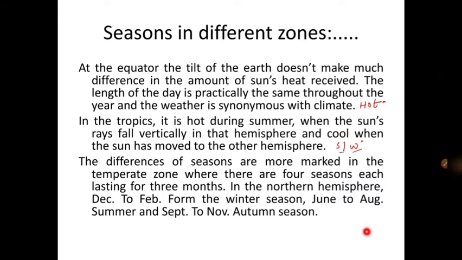Now, the differences of seasons are more marked in the temperate zone, where there are 4 seasons. You can see there are 4 seasons, each lasting for 3 months. In the northern hemisphere, from December to February form the winter season, from June to August summer season, from September to November autumn season.